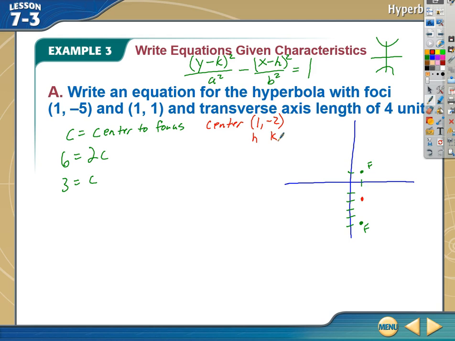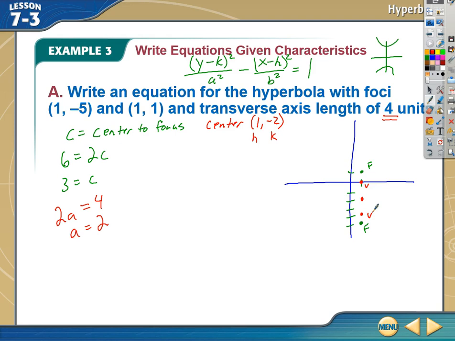So now the only thing I have to do is find a and b. What do they tell me? They tell me my transverse axis, and remember the transverse axis is the up and down one, has a whole length of 4 units. That's the whole thing. So my whole transverse axis is 2a, 2 times the distance from center to vertex, because transverse is from vertex to vertex. So 2a is equal to 4, which means a is equal to 2. I count up 1, 2. There's my vertex. Count down 2. There's my other vertex.